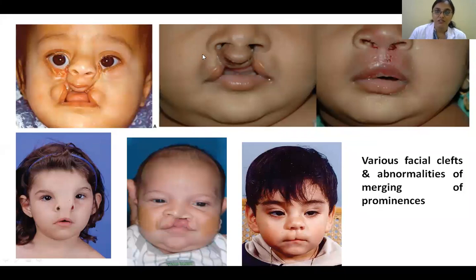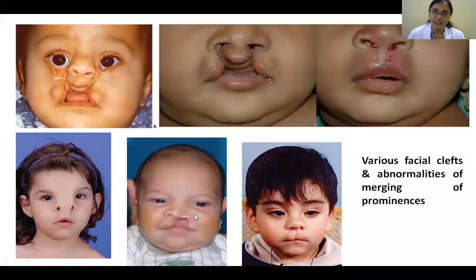So the maxillary process failed to reach this medial nasal process, resulting in a cleft. Okay, so both sides, it's called bilateral cleft lip. So this is after surgery. And here you can see a lot of mesenchyme has proliferated. So it's an abnormal proliferation of mesenchyme leading to this appearance here.